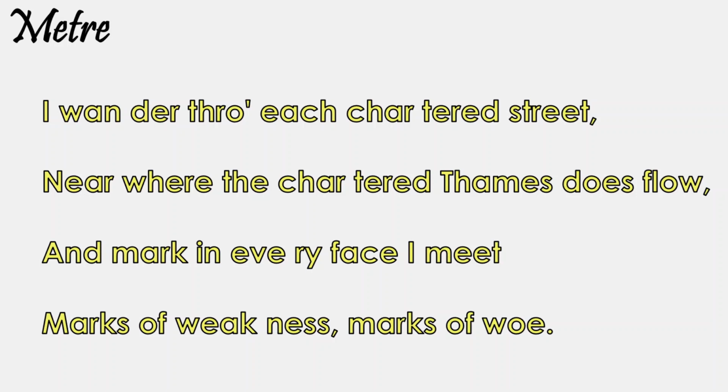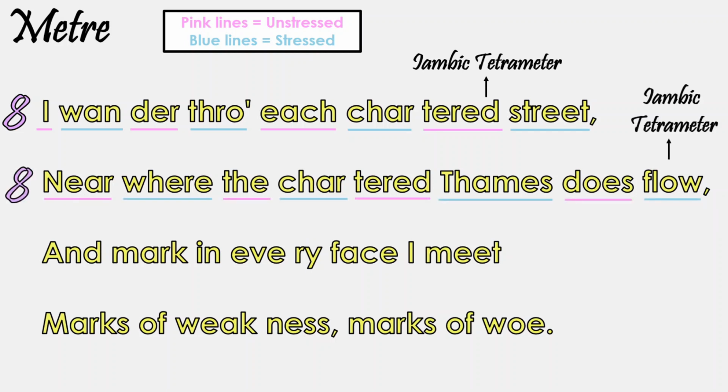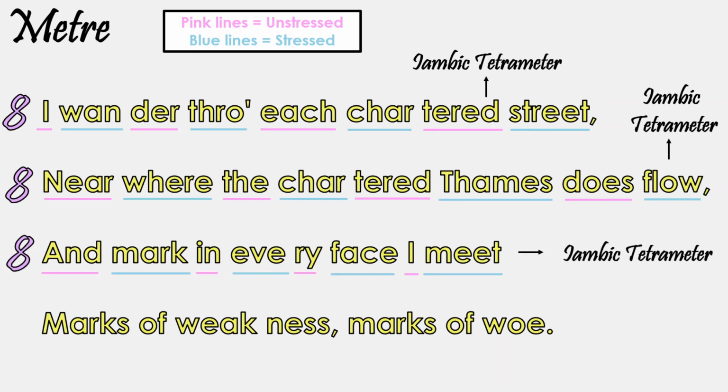The poem begins with 8 syllables per line. Let's take the first stanza. 8 syllables on the first line, or 4 pairs of syllables. Every second syllable is stressed. Iambic tetrameter. Same with line 2. Same with line 3. Noticing a pattern? This is getting familiar. It's starting to feel normal. But don't get too used to it, because Blake ditches it for line 4.